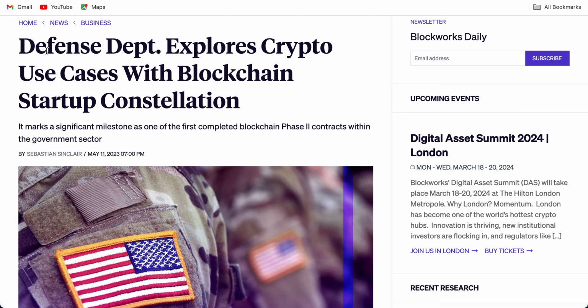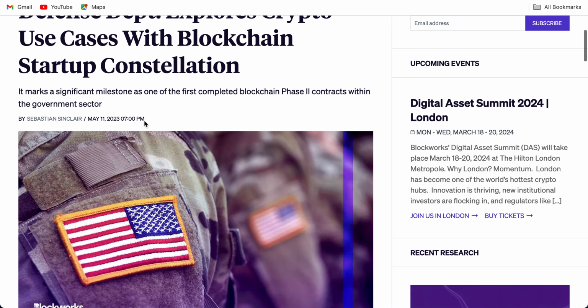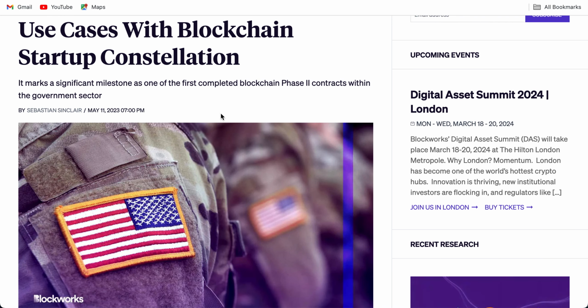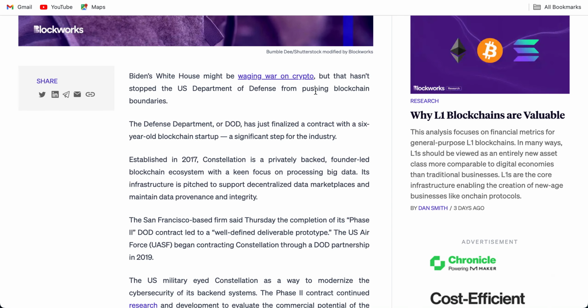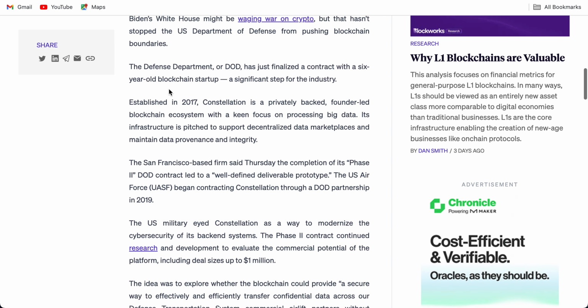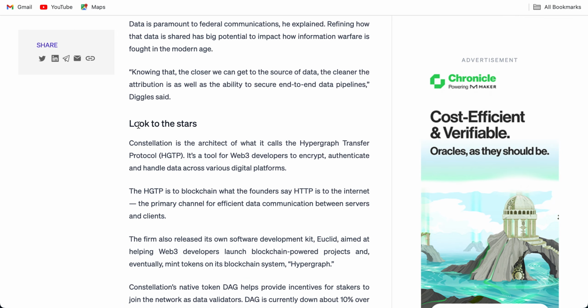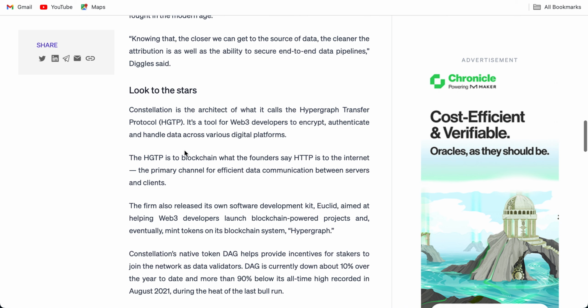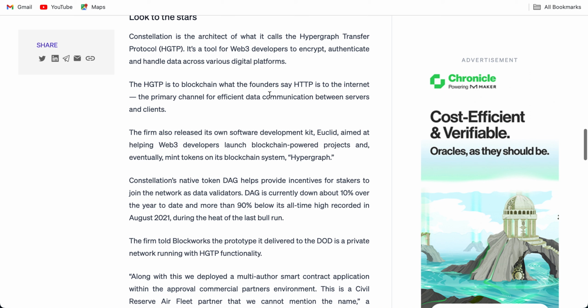So check this out. Defense Department explores crypto use case with blockchain startup Constellation. It marks a significant milestone as one of the first completed blockchain phase 2 contracts within the government sector. So Biden's White House might be waging war on crypto, but that hasn't stopped the US Department of Defense from pushing blockchain boundaries. Yes, so they're truly using Constellation. Look to the stars. Constellation is the architect of what it calls the Hypergraph Transfer Protocol. It is a tool for Web3 developers to encrypt, authenticate, and handle data across various digital platforms.